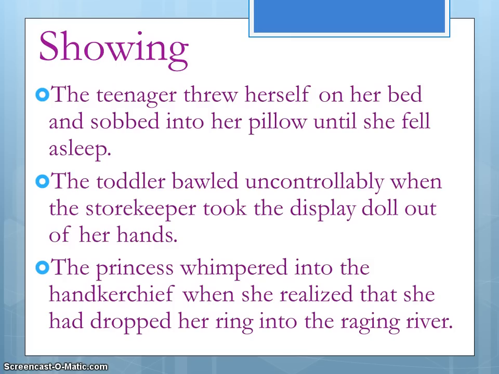The last example that we have says, the princess whimpered into the handkerchief when she realized that she had dropped her ring into the raging river. Look at that verb in the first part, whimpered. That's a certain type of crying. By choosing that verb, we made that imagery and that visual much stronger for our reader. We know who the girl is, how she cried, and we feel sorry for her. We're connecting to her and her problem about losing her ring.